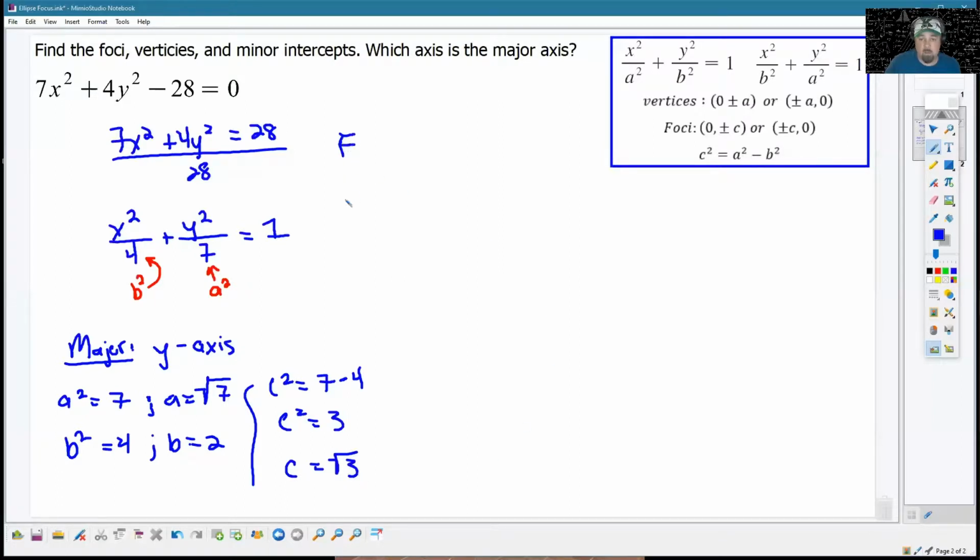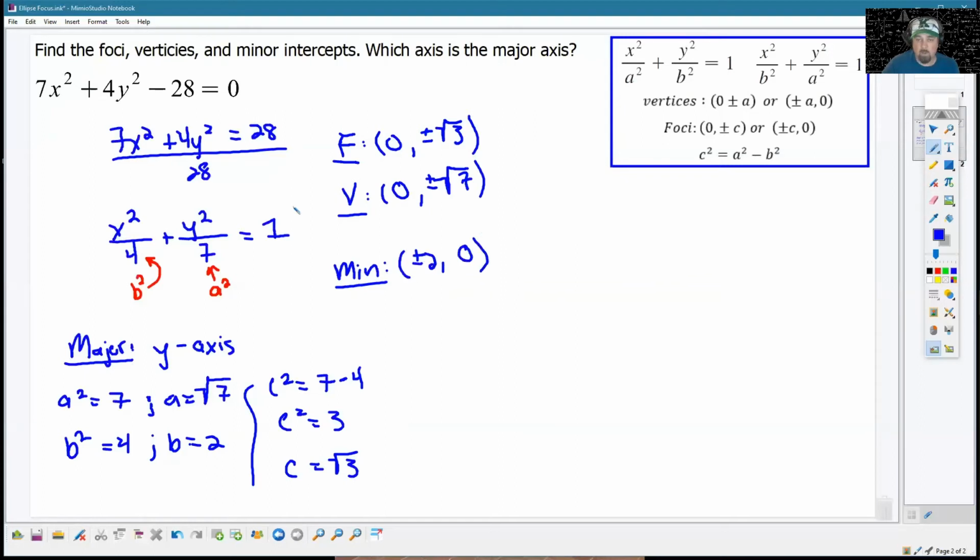So foci, vertices, and then the minor axis intercepts. We have a major axis of the y, so that means foci and vertices are going to have y numbers, numbers in the y part. That's going to come from the c for the foci, so that's plus or minus the square root of 3, and a for the vertices, which is square root of 7, and don't forget the plus or minus. Minor intercepts come from the b every single time, so it's going to be plus or minus 2, and they have a y of 0. And we've found the important key features of this graph.